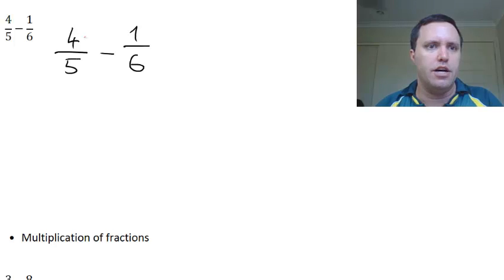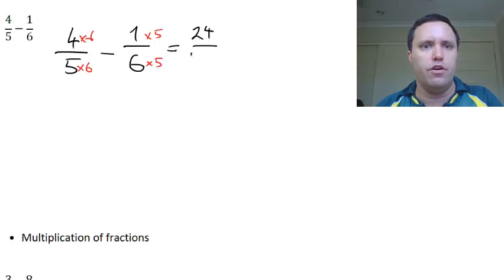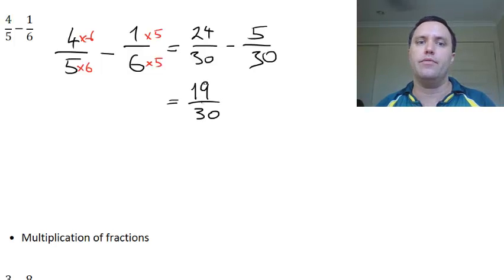If the denominator of this side is 6, I'm going to times this by 6 and this by 6, and this side is going to get times by 5 and times by 5. Okay, because 5 from this denominator. Right, let's rewrite it. I'll have 24 over 30 minus 5 over 30. 24 minus 5 is 19 over 30, and we're done.